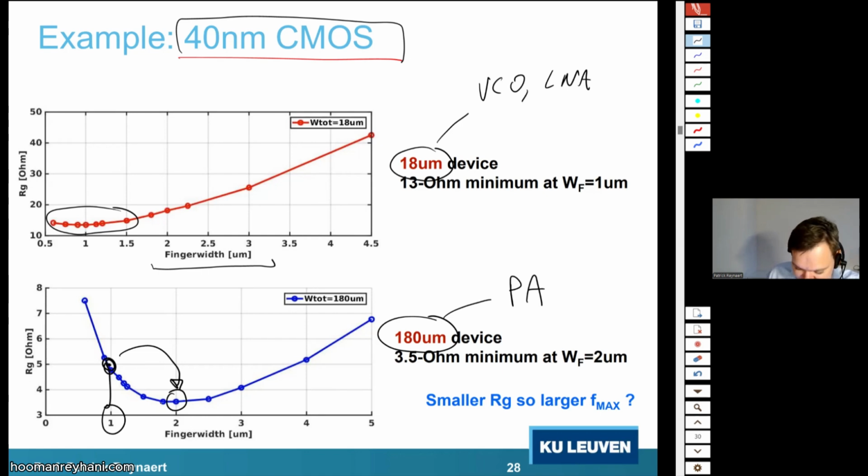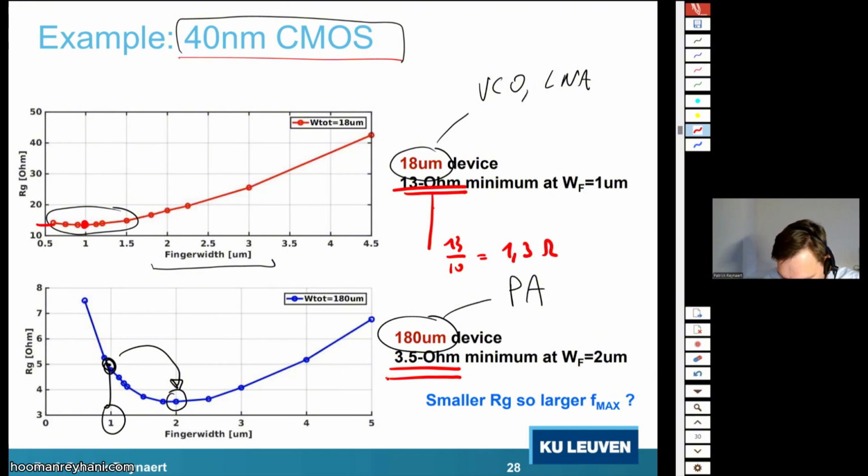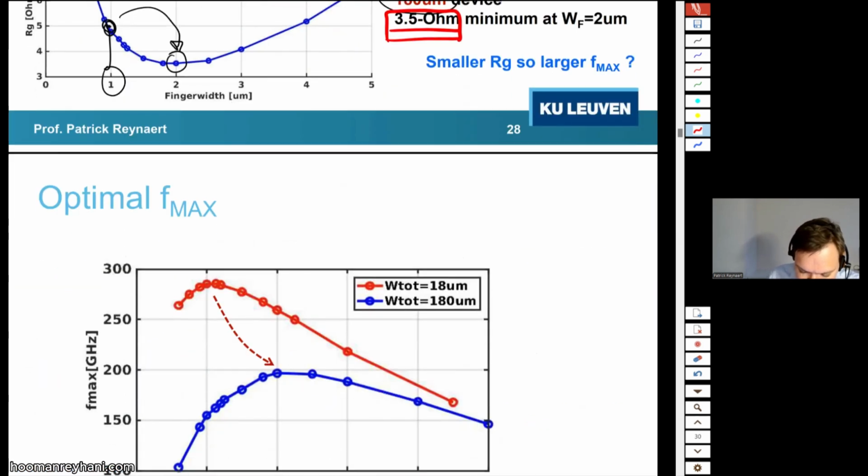And if you also look at the values that you get, here we have a transistor with 13 ohms gate resistance. Here we have a transistor which is 10 times larger. If you divide 13 by 10, because the transistor at the bottom is 10 times larger, I would expect a resistance of 1.3 ohms. Unfortunately, we have a higher resistance of 3.5 ohms. So what's actually happening here?